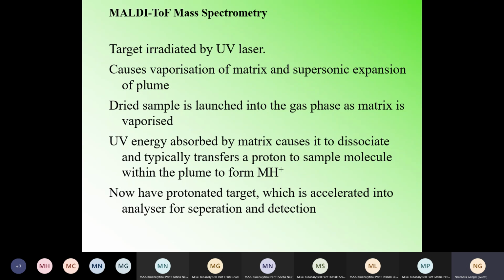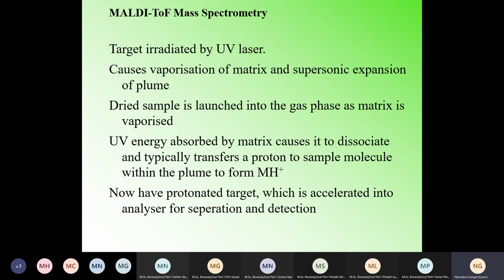So when the target is irradiated by a UV laser, now there are a variety of UV lasers I can use. Unlike FAB, where you have atom beams, here I am using UV lasers. It causes vaporization of the matrix and supersonic expansion of the plume. Plume means that is the matrix basically. A dried sample is lodged into the gas phase as the matrix is vaporized. UV energy is absorbed by the matrix. First the matrix absorbs the UV energy, causes it to dissociate and typically transfers the proton to the sample molecule.